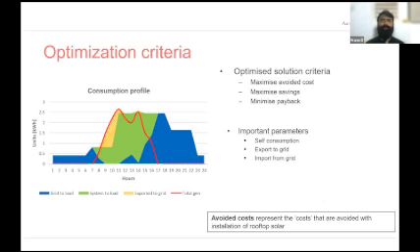Some of the important parameters for us to consider to optimize the solution was to check the self-consumption from this installed system, how much we could export to the grid. Also be aware of how much we are importing from the grid and consuming to satisfy the electricity demand at our connection.